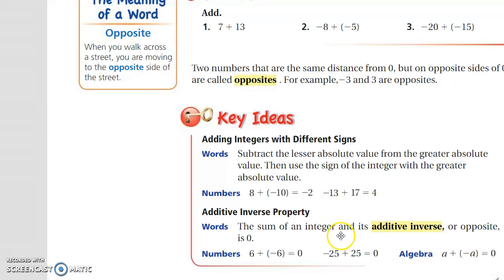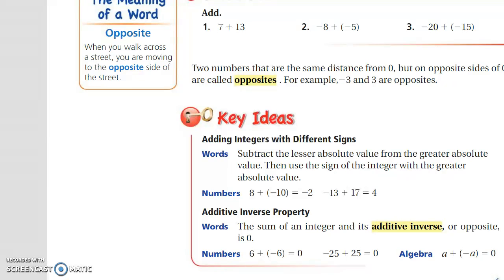Finally, the sum of an integer and its opposite, which we're now calling additive inverse, is 0. You already knew this. 6 plus negative 6 is 0. And imagine if I'm on the number line at 6 and I go left 6, I end up at 0. The same applies to any number, so we can substitute a variable here.